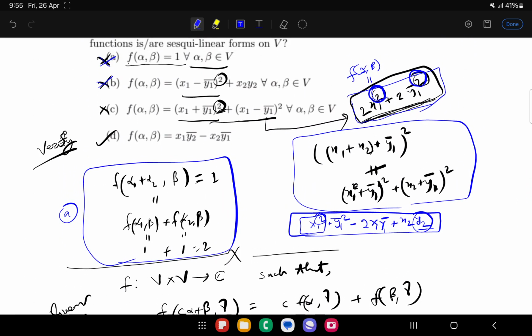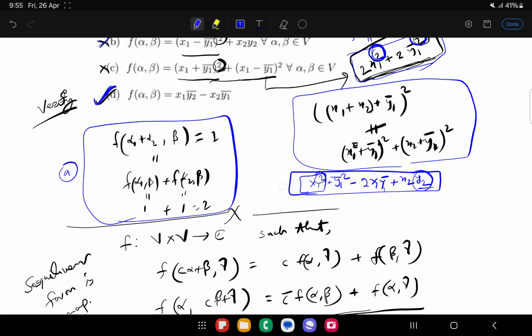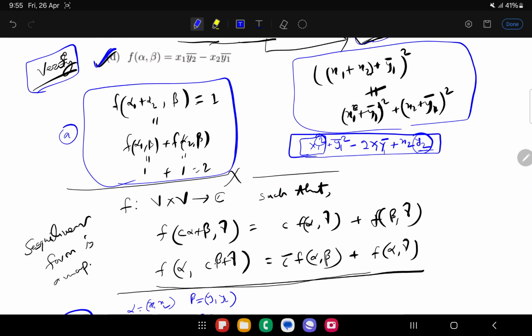Now part D is correct because all these powers are singleton and there it will follow that this is sesquilinear. Okay, verify, it is easy to verify.